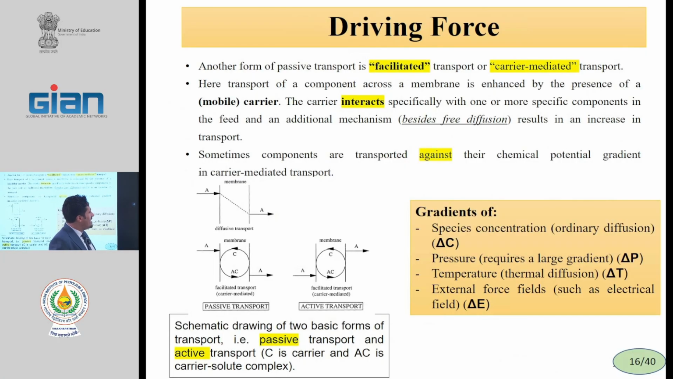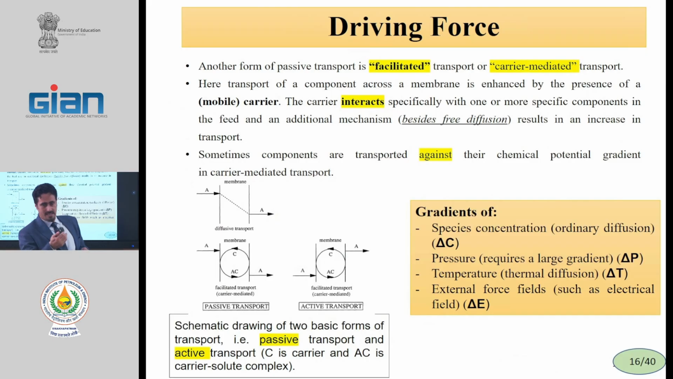In this facilitated transport or carrier-mediated transport, usually used in liquid membranes, we have a special agent, such as a complex ligand, a complex molecule, that can connect to, for example, a heavy metal, and extract the heavy metal from low concentration to high concentration. This is the feed side. This is the permeate side.